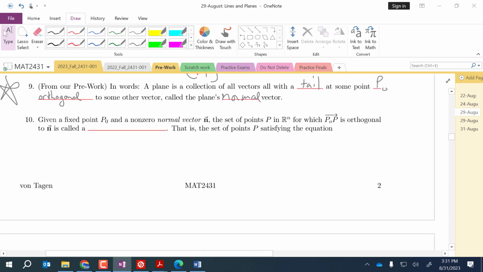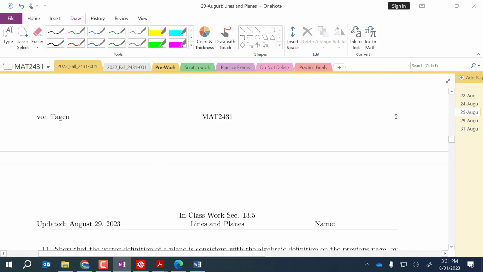So, given a point P naught and some non-zero normal vector, the set of all points P for which you can construct a vector orthogonal to the normal is called a plane if we're in R3. But if we're just in Rn here, what do we call it? We call it a hyperplane. Okay. Do I do it on the next page? No, so let's do it here.